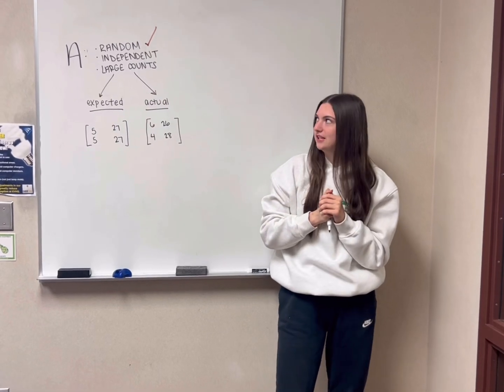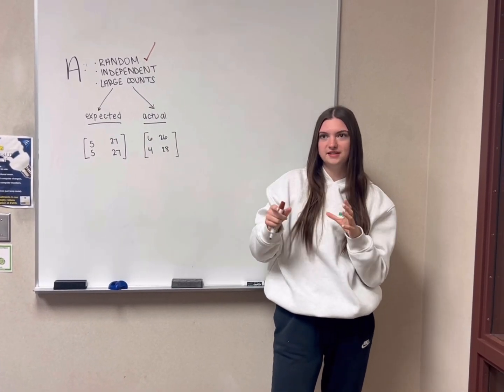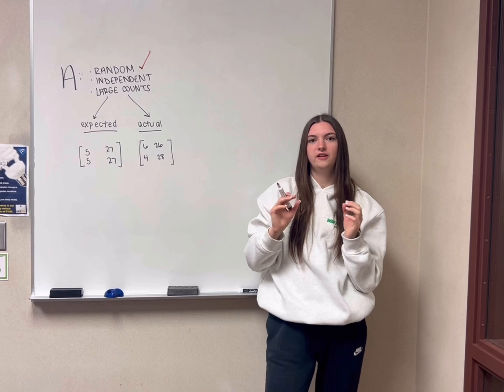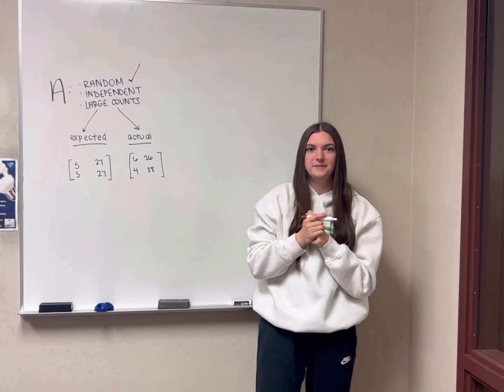Next we have our independence, which is a 10% condition. So 10% of all males at ECU is greater than or equal to 32, and 10% of all females at ECU is greater than or equal to 32. So that means our sample is independent.